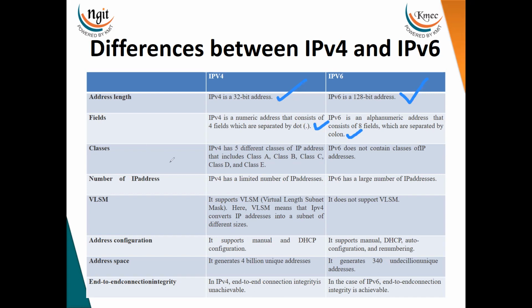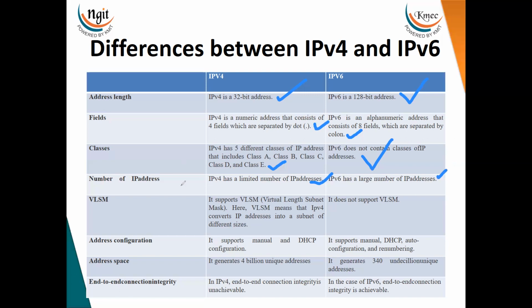The classes for IPv4 are class A to class E, so we have only 5 different classes. But when working with IPv6, we do not have any classes. The number of IP addresses for IPv4 is limited, but with IPv6, we don't have any limit.